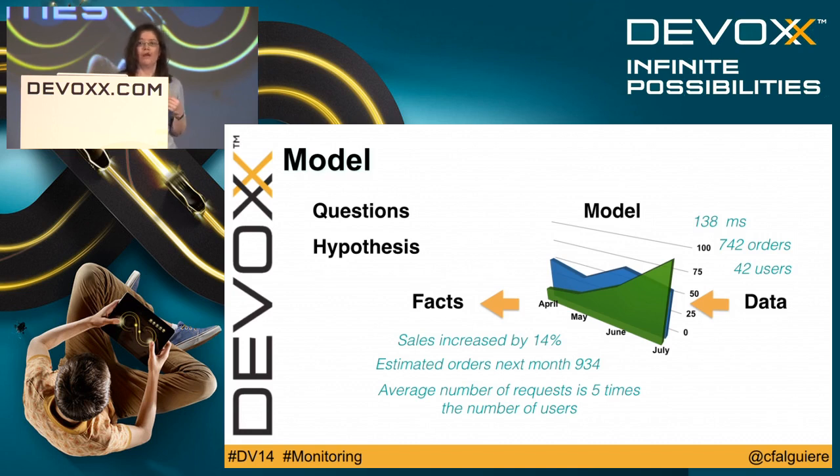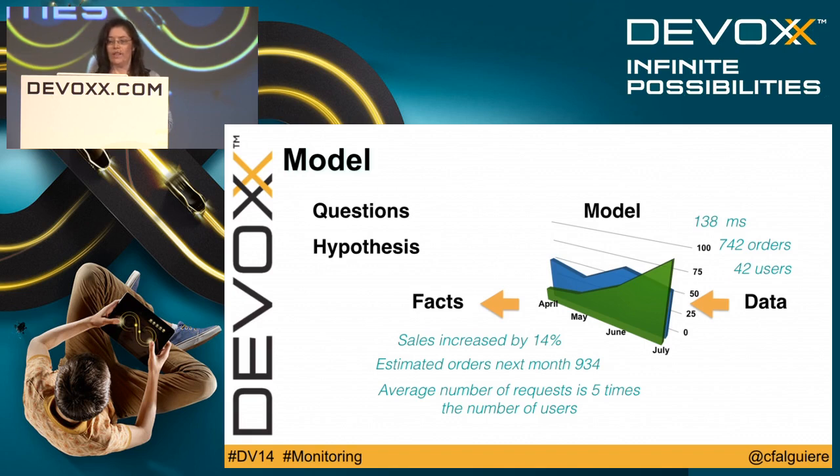So first, we have questions, we have hypotheses, and we need facts. And on the other hand, we have a lot of data. And in the middle, there are models. So we all have models. If we think that users will be more inclined to buy if products are cheaper, it's because economists have designed this kind of model, and we consider that it's a valuable model.